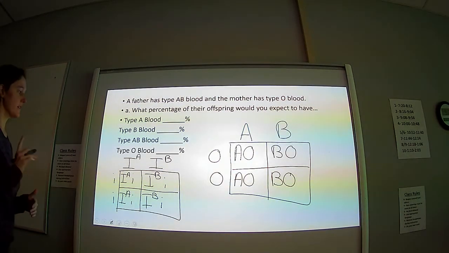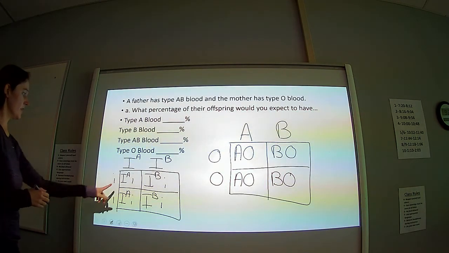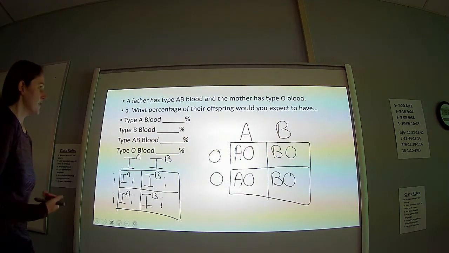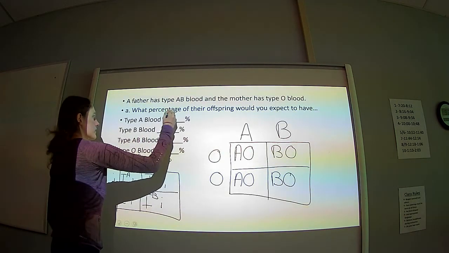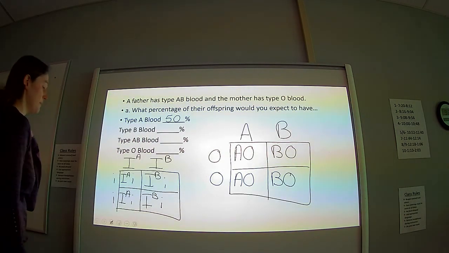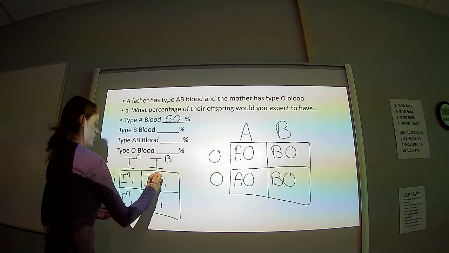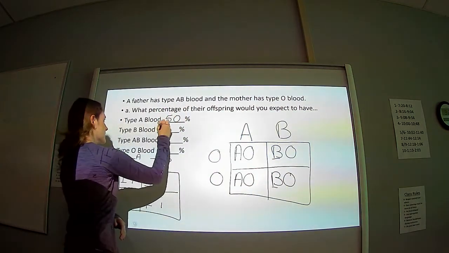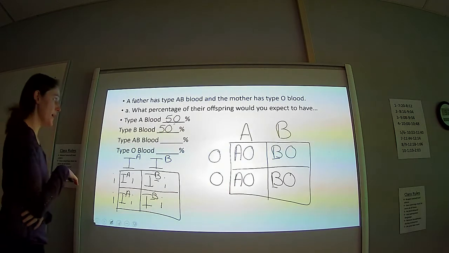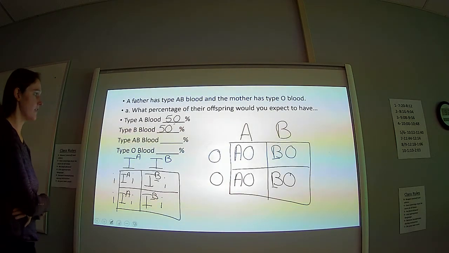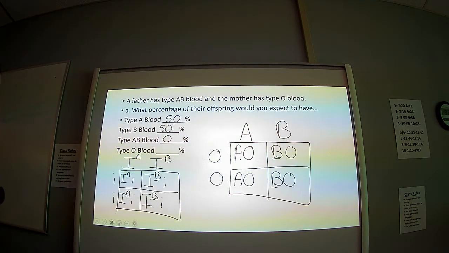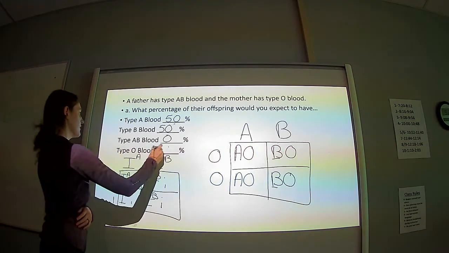So type A blood, as long as the letter A is in there, you're going to have type A blood. Looking at both of my squares here, I have capital A's here, and I also have capital A's here. That's going to give me a 50% chance of having type A blood. Half of them do. Type B blood, I need a capital B, just one. So here's a capital B, here's a capital B, or if I do my other square, there's my capital B's, 50% chance again. Type AB blood, I don't have any squares that have an A and a B in it. That's a 0. And type O blood, I don't have any that have two O's or two lowercase i's. Gives me a 0 again.